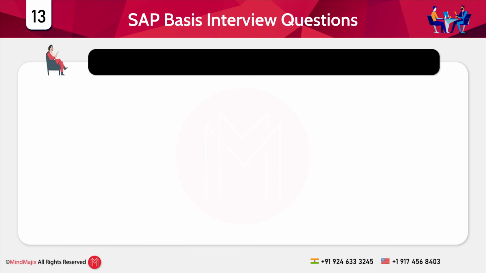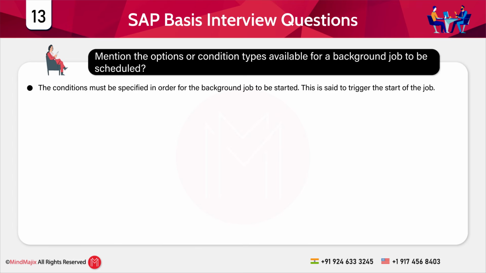The next question is, mention the options or condition types available for a background job to be scheduled. So the conditions must be specified in order for the background job to be started. So this is set to trigger the start of the job. The following are the different kinds of start conditions that are to be used in order for the background job to be started. And those start conditions are immediate, after job, date or time, after event, and at operation mode.